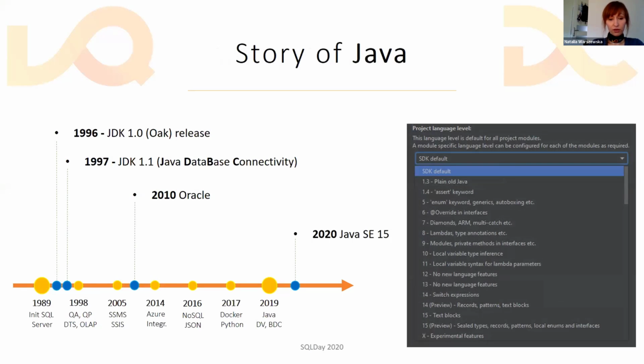Nevertheless, if you have trouble picking the right version of Java for your development, in one of the popular IDEs, IntelliJ IDEA, in the section named project level language, there is almost a full list of versions for Java. And next to every version, there is the most important feature related to that version. So it's quite easy to know where lambdas were introduced, since when we have modules, and since when we have text blocks, for example.